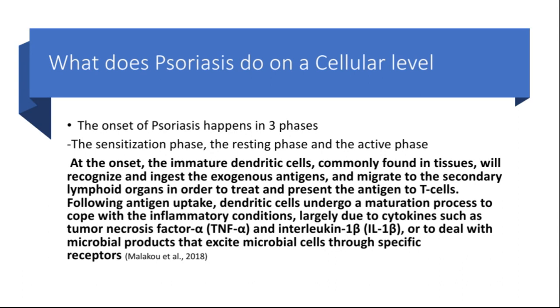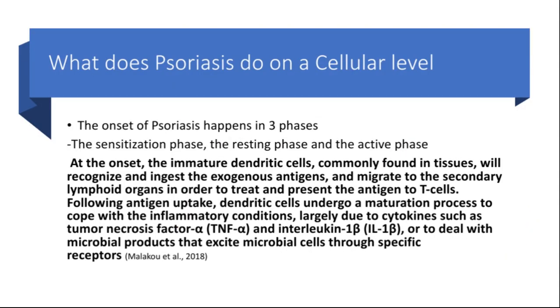This is pulled directly from another website, it is quoted. At the onset, the immature dendritic cells commonly found in tissues will recognize and ingest the exogenous antigens and migrate to the secondary lymphoid organs in order to process and present the antigen to T cells. Following that antigen uptake, dendritic cells undergo a maturation process to cope with the inflammatory conditions, largely due to cytokines such as tumor necrosis factor alpha and interleukin 1 beta, or to deal with microbial products that excite microbial cells through specific receptors.